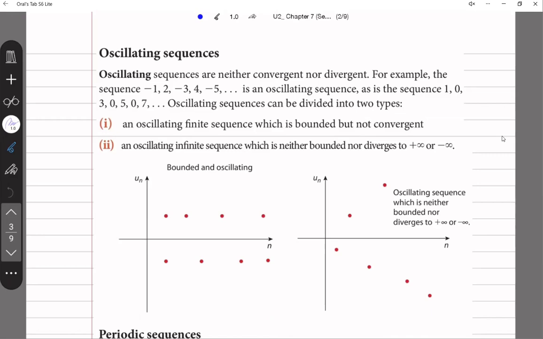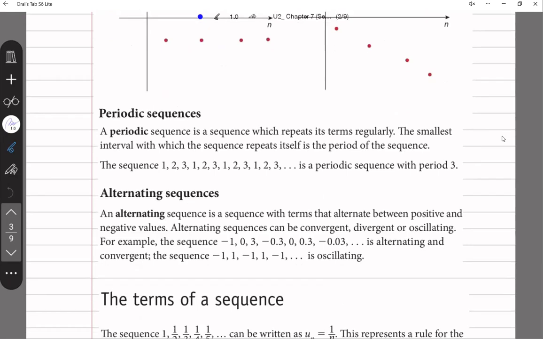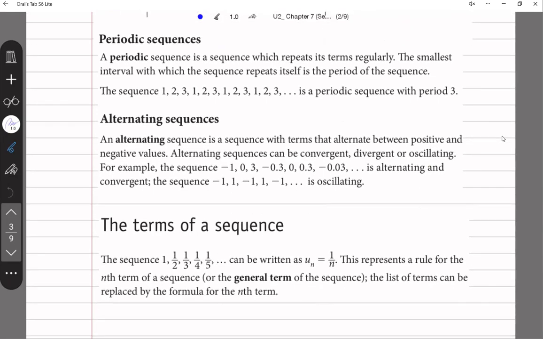So the diagram on the left, that's your what? Bound and oscillating. The diagram on the right is your what? Oscillating sequence, which is neither bound nor diverges to positive infinity nor negative infinity. So all these are things that you can look at to see if you can see meaning in it. But it's not information that you can ignore. You need to read it and consider it.